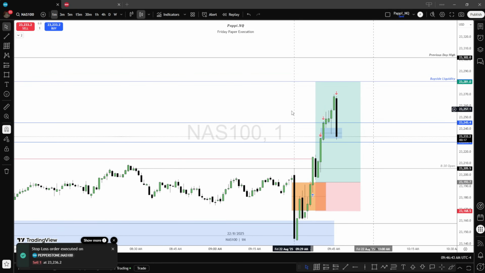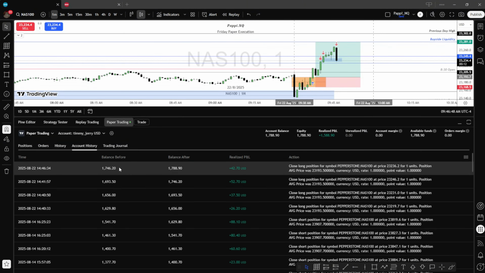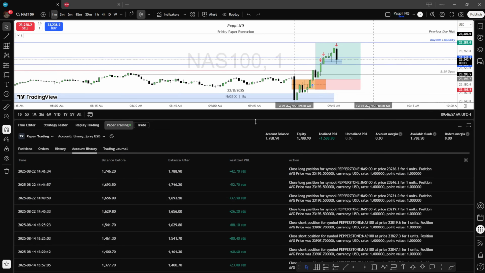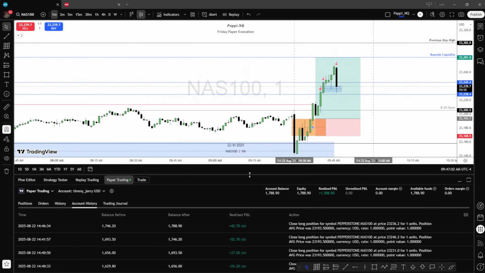All my three take profits got hit. Just the last one got stopped at break even. And as you can see here, we made over $100 on the demo account today. Yeah, so that was basically today's trade.